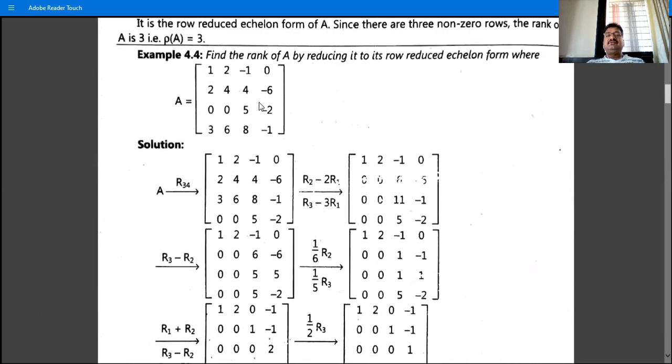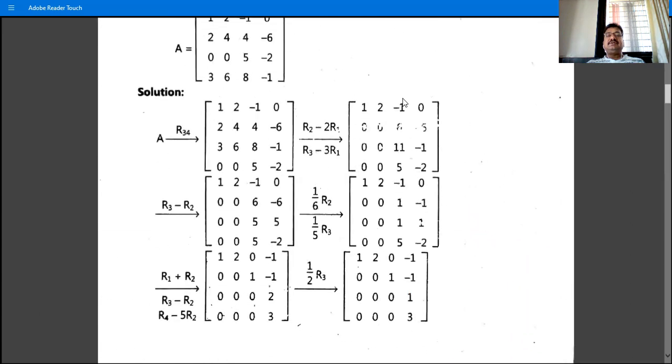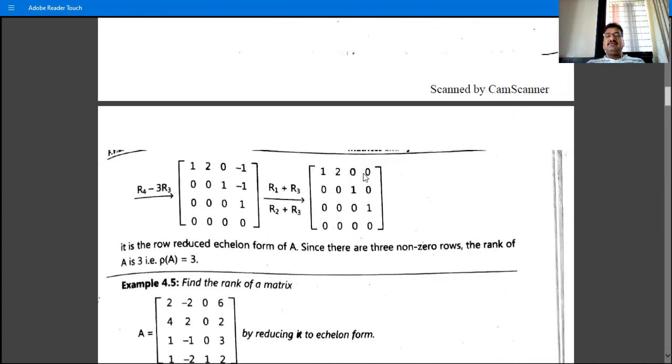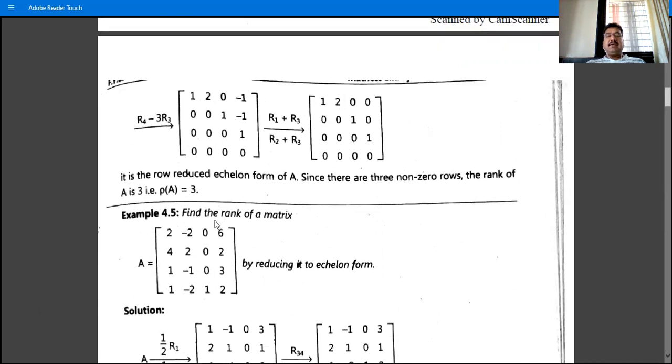Again, reduce the matrix to row reduced echelon form. So by using the procedure, we have this reduced row echelon form, and the non-zero rows are 3. This row is also a non-zero row. The last row is the only 0 row. So rank of A is 3.